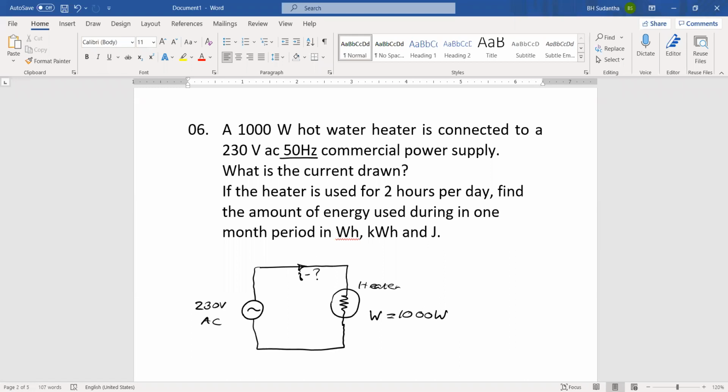only having this figure, 230 volt AC. That is enough. As a practice, we give this. Normally, it's 230 volt, 50 hertz, and another popular voltage around the world is 110 volt, 60 hertz.